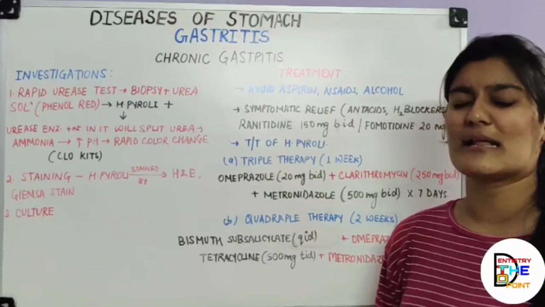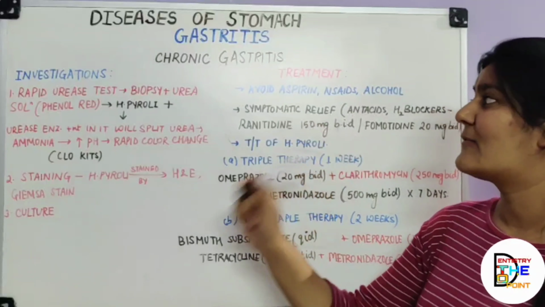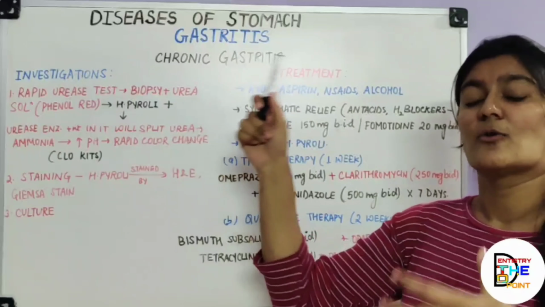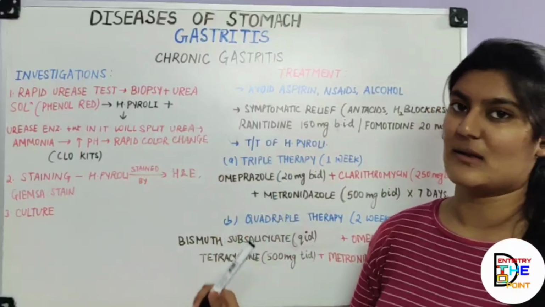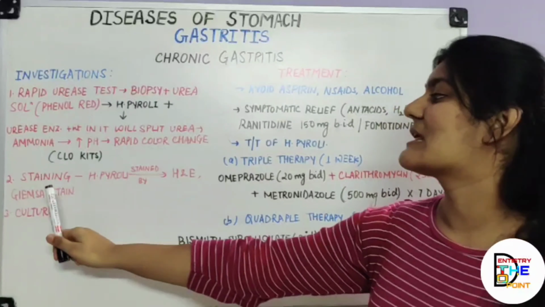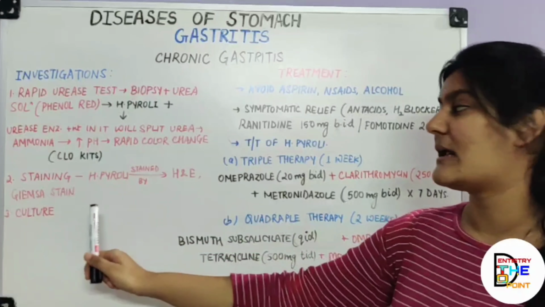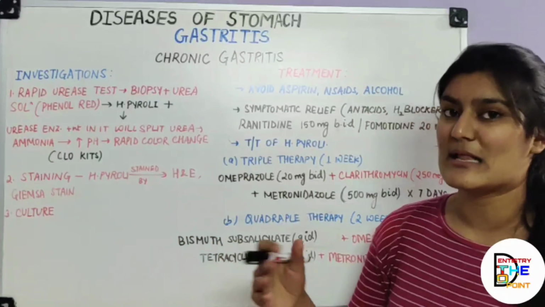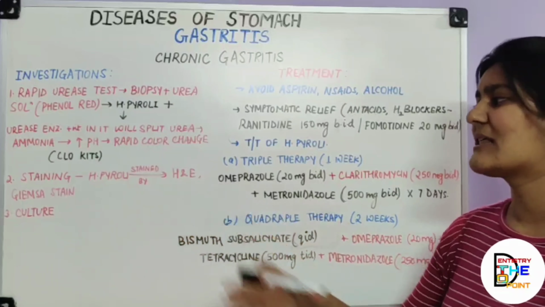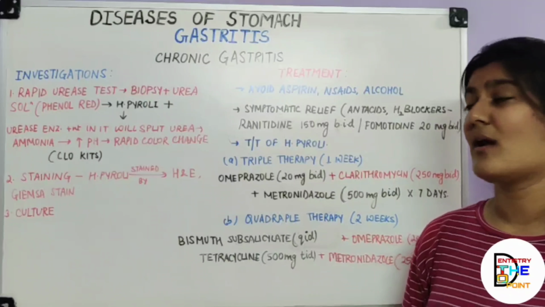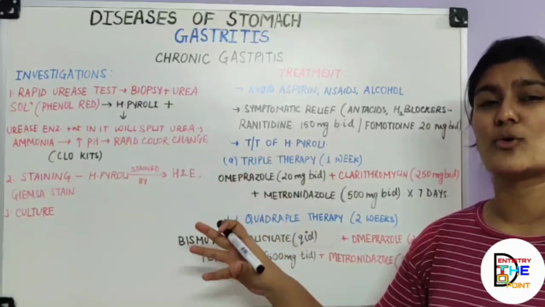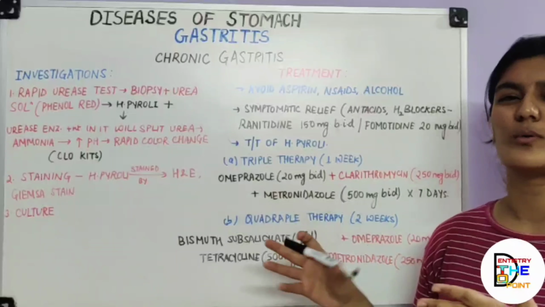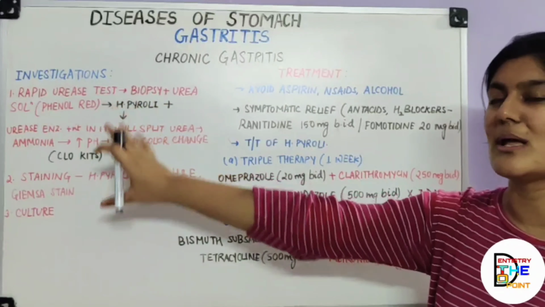That's why we do the H. pylori test, because in every person who has chronic gastritis, most commonly it is due to H. pylori infection only. Next is staining. H. pylori can be stained using H&E stain or Giemsa stain. Also there can be culture of H. pylori. More tests are there, like the ELISA test, and there is a stool test also to detect the specific antigen in the feces. So these are all the tests, but these are the important ones.